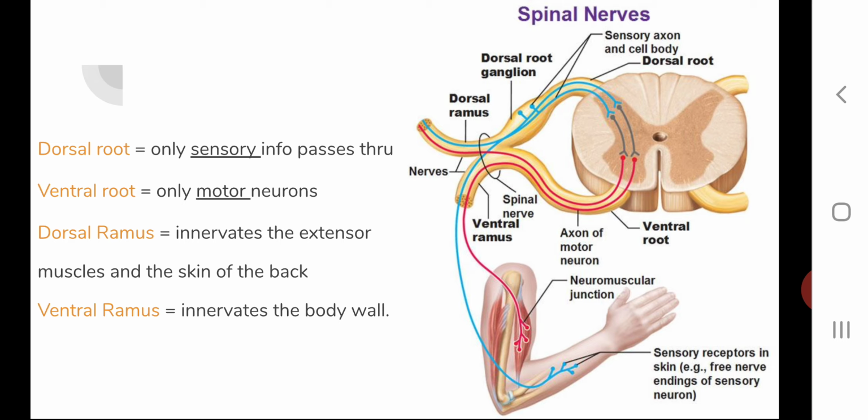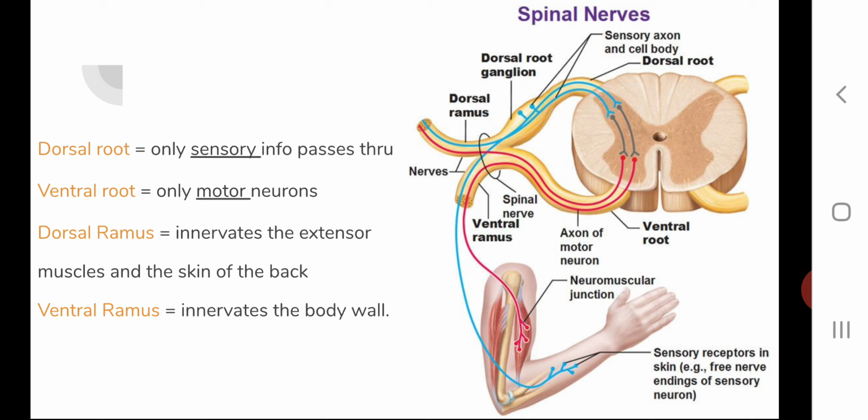And the ventral root is in the front. So we're going to go all the way down to those muscles, and the brain is going to say, do a karate chop motion so you can get out of that fire. That's how you do it. So the ventral root only has motor neurons. It's kind of interesting. Now coming down, we have dorsal ramus and ventral ramus.